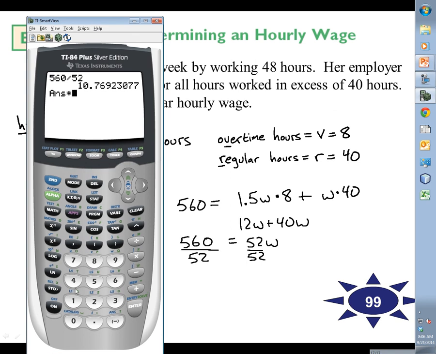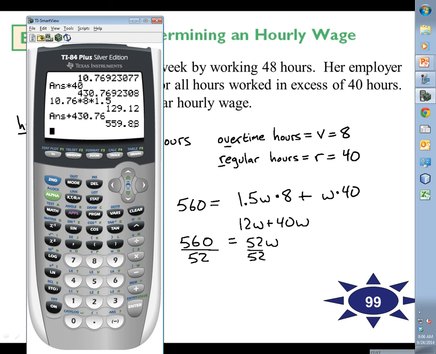That times 40 is $430. Okay. And then $10.76 times 8 times 1.5 is 129. If we add 129 plus 430.76, if we put those two things together, we get back to 559.88. Not quite to 560. What happened? We rounded right here, 10.76 instead of this. Oh, I should have really put 10.77, shouldn't I have? Right there. So that's what's happening there. Rounding, we lost a little bit, but we did get our answer. So she's making $10.77 an hour.